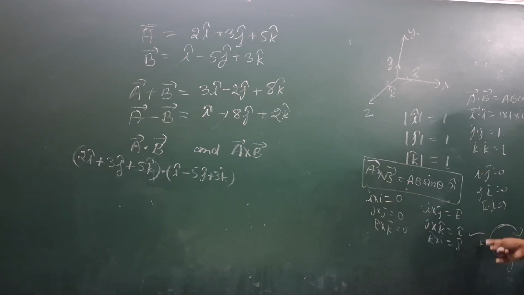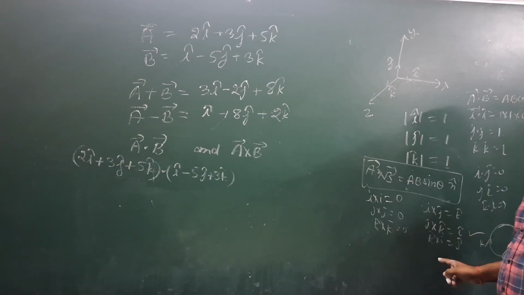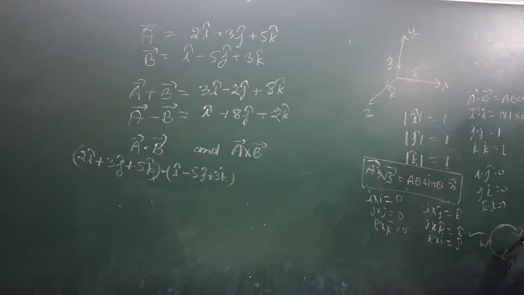But if you move anti-clockwise, here we get the results as negatives. I cross K becomes minus J, and K cross J becomes minus I.